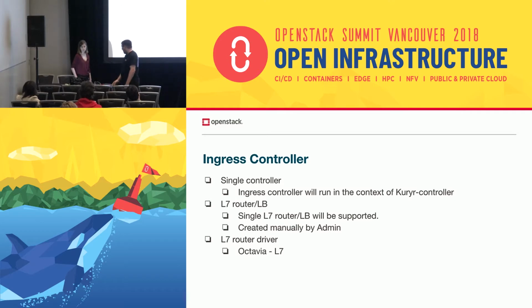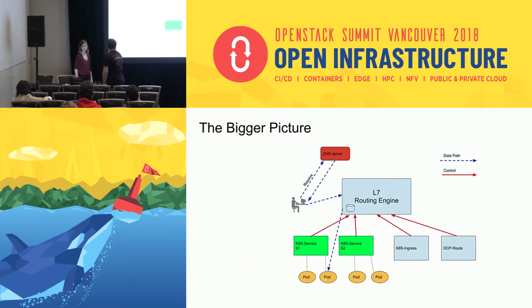Just let me go, you go next. Yeah. So this is an overview of the feature. Basically, we'll be having Octavia acting as a layer 7 routing engine, and we'll also be having the DNS server, which fetches all external traffic and routes to Octavia, which afterwards routes whatever is needed to the pods.